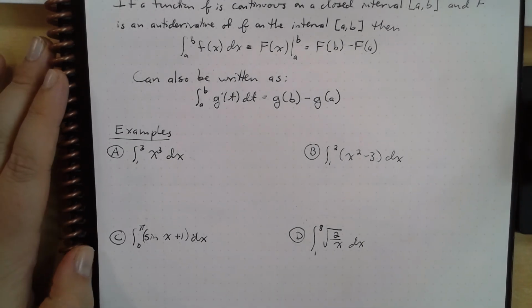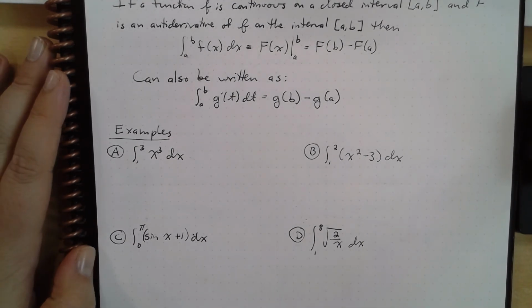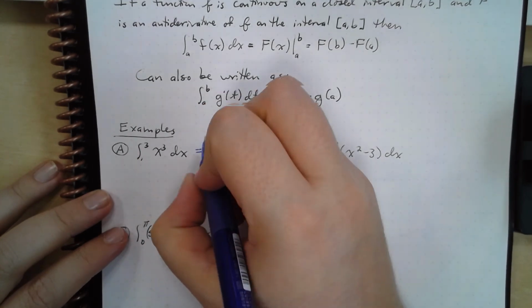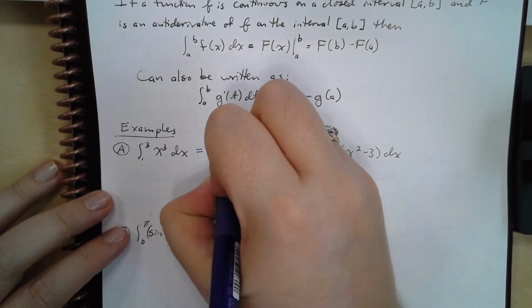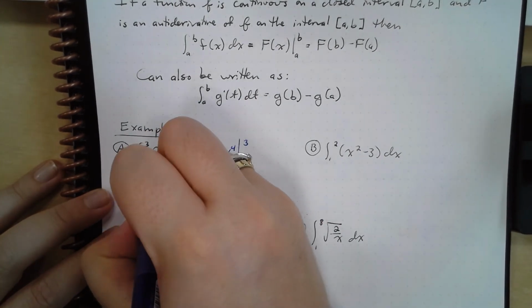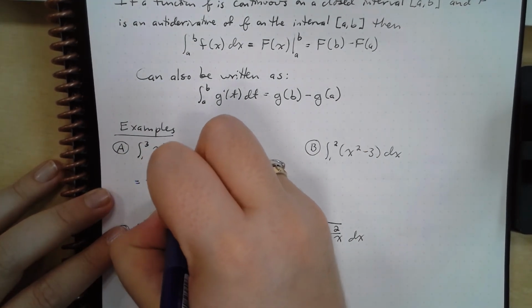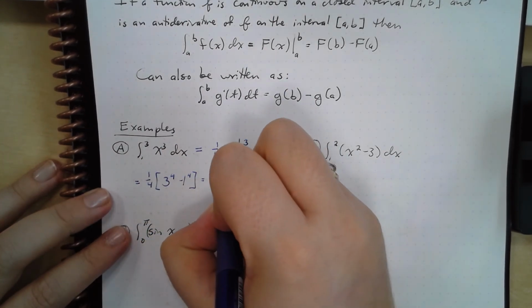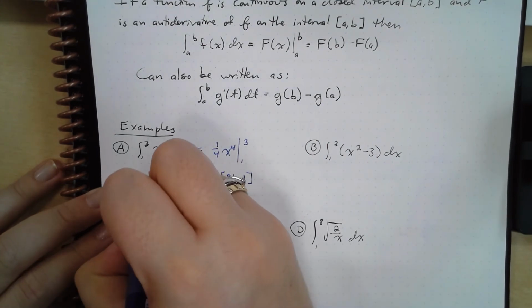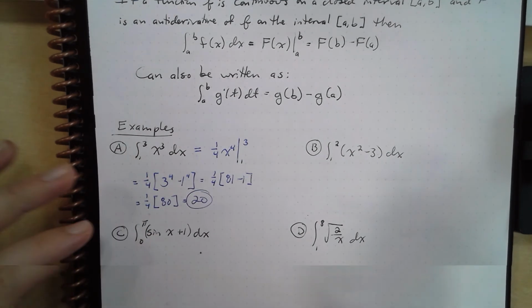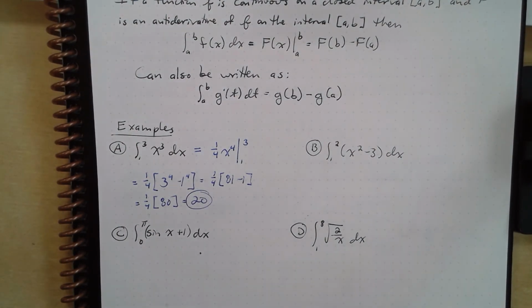Here we have the integral from 1 to 3 of x cubed dx. If I evaluate this, it is going to be equal to 1/4 x to the 4th, evaluated from 1 to 3. That's going to be equal to 1/4 times 3 to the 4th minus 1 to the 4th, which is 1/4 times 81 minus 1, which equals 1/4 times 80, which equals 20. That is our answer.